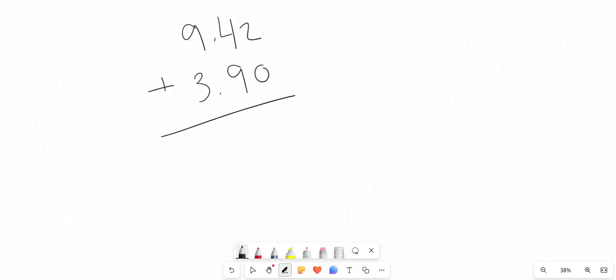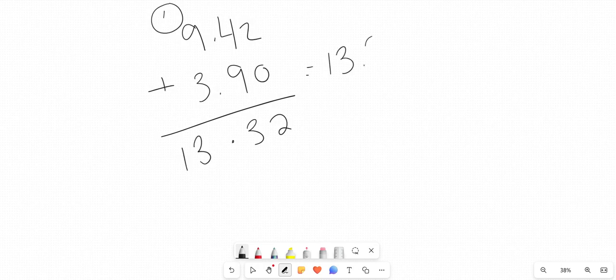So I'm doing 9.42 plus 3.90. 2 plus 0 is 2. 4 plus 9 is 13. Bring the decimal down. 9 plus 1 is 10, plus 3 is 13. And the answer is 13.32.